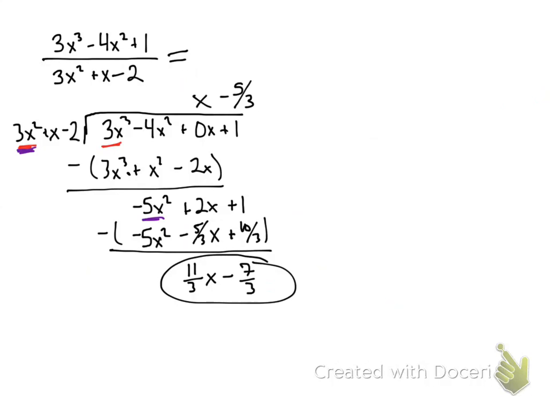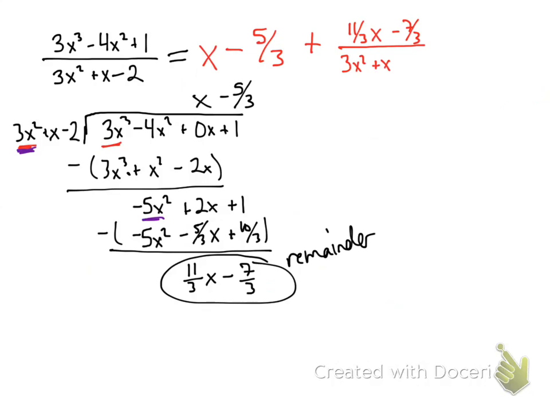And at this point I have something of degree 1, right? The highest power of x there is x to the 1. What I was dividing by has x squared, x to the 2 in it, so I now have something lower degree than what I was dividing by. So I stop, that's my remainder. And that original fraction, that original rational function, I can rewrite as x minus 5/3, my quotient, plus a new fraction, that is the remainder, 11/3 x minus 7/3, divided by the original denominator, 3x squared plus x minus 2.